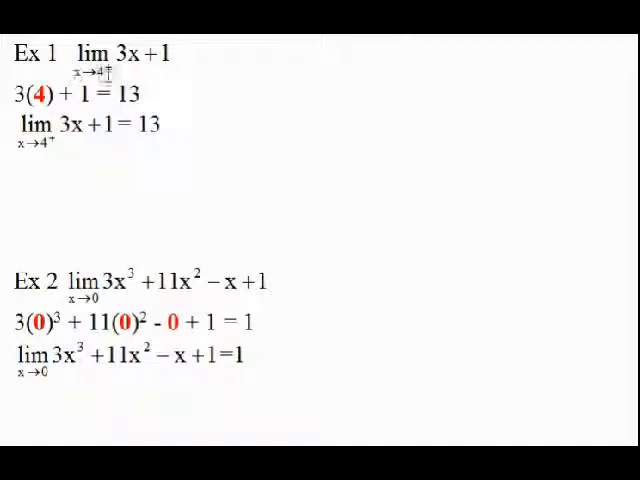Okay, this first problem, notice that X is approaching 4 from the right side. We'll just plug in the 4. We get 3 times 4 plus 1 is 13, a number, so the limit is equal to 13. This next problem, where we've got X approaching 0, a two-sided limit, so just plug in a 0. Here's what we get. We get a number, 1, so the limit is just equal to 1.